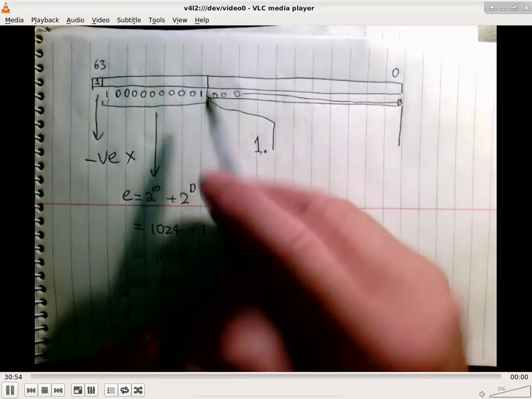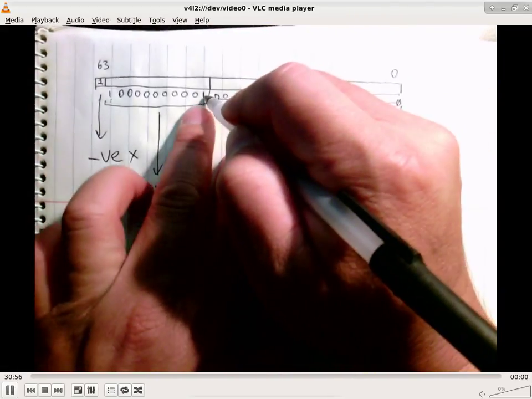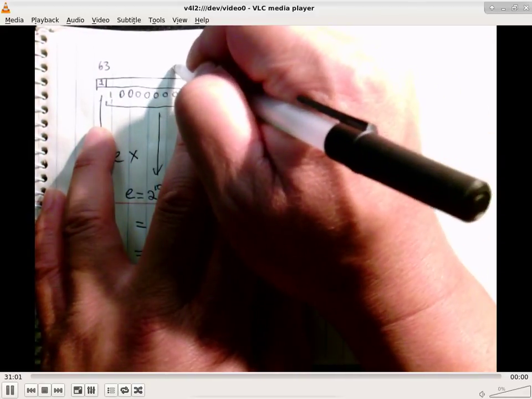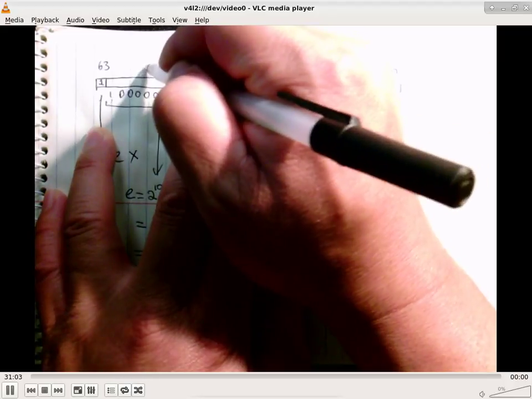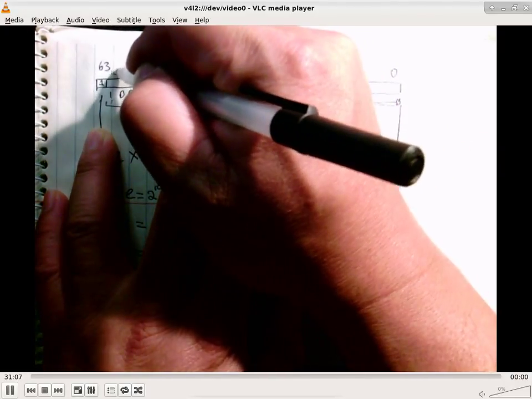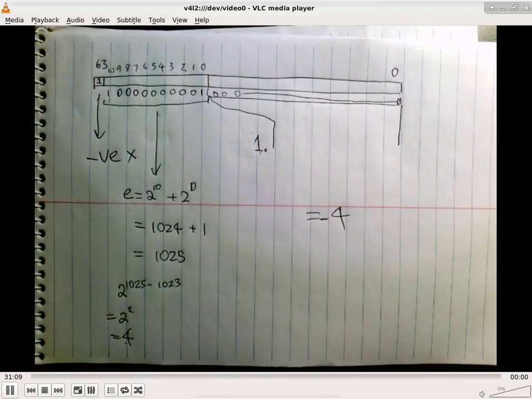Because you count the bit position, right? This is bit position 0. 1, 2, 3, 4, 5, 6, 7, 8, 9, 10. So bit position 10 represents how many 2 to the power of 10 that we have. Is that okay? Yeah.